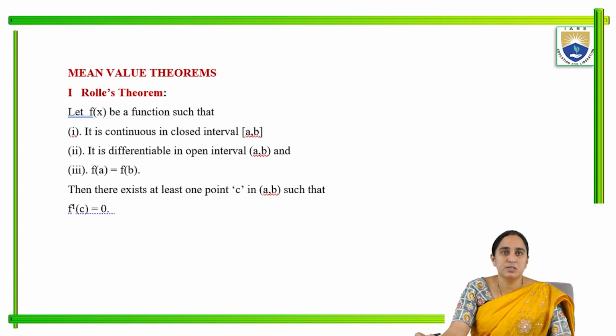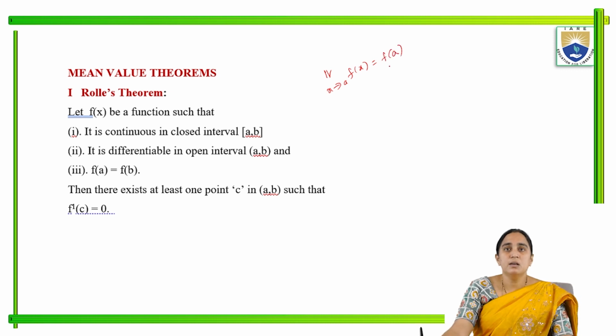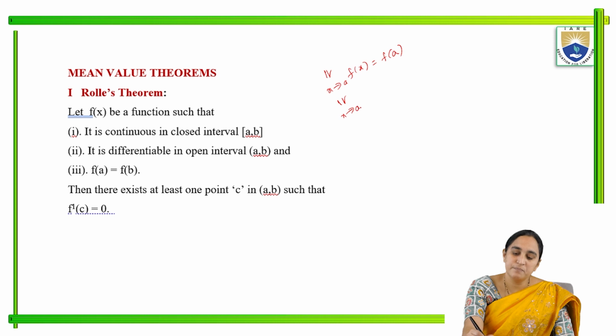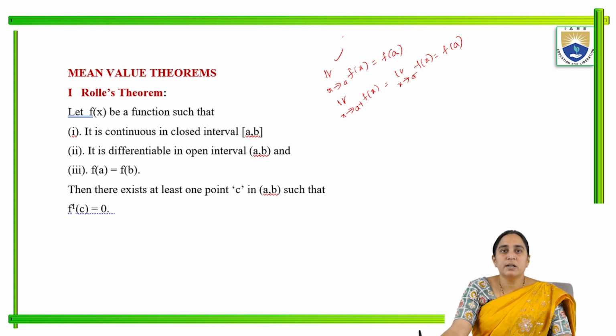Here we have to discuss the function. f of x is a function which is continuous in the closed interval a comma b. Before explaining Rolle's theorem, what about continuity? Continuity means limit x tends to a, f of x is equal to f of a. That means limit x tends to a plus f of x is equal to limit x tends to a minus f of x is equal to f of a. If that condition is satisfied at x equal to a, then the function is continuous. The formula is limit x tends to a, f of x is equal to f of a.